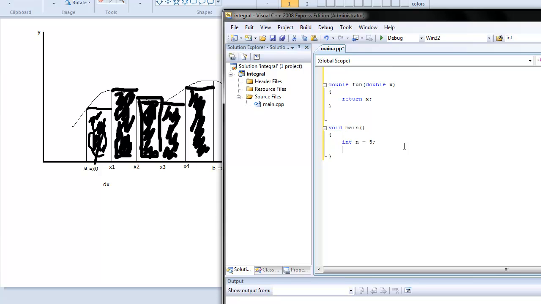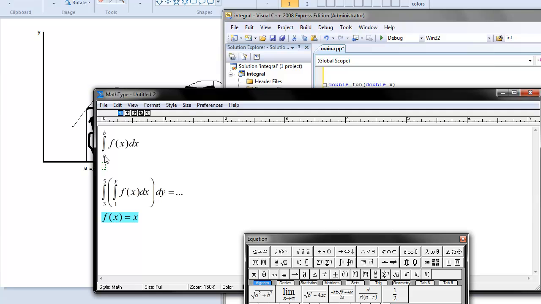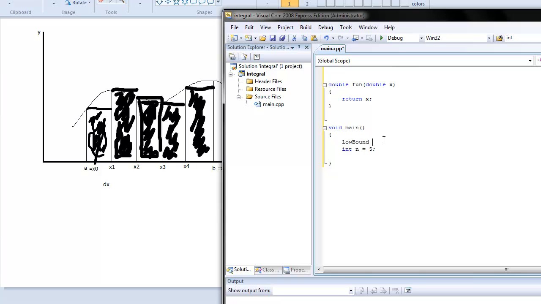So then I'm going to integrate between the bounds a and b. So the low bound, that is a, according to this notation. Okay, it's the lower bound. Here is a, low bound equals, say, 4, and the upper bound will be, I don't know, 7.